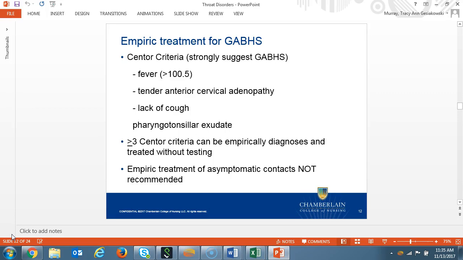Patients with greater than or equal to 3 of the Centor criteria may be empirically diagnosed with group A strep and treated without further testing. However, empiric treatment of asymptomatic household contacts of a patient with acute streptococcal pharyngitis is not routinely recommended.